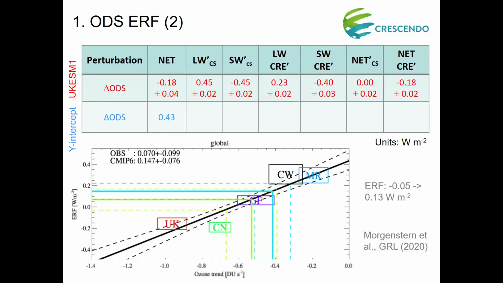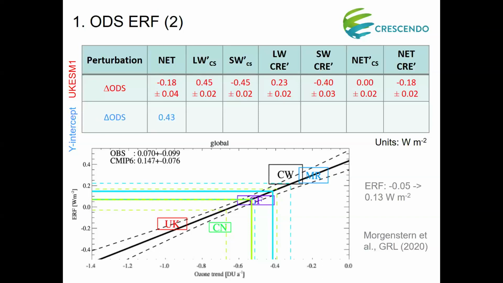We can also use this linear relationship and we can infer what the effective radiative forcing from a physical model might be in the absence of any representation of atmospheric chemistry. So we take this zero ozone trend line and we can infer what a physical model might estimate for the effective radiative forcing of ozone depleting substances. And in this particular case, we find the ERF is 0.43 watts per square meter.